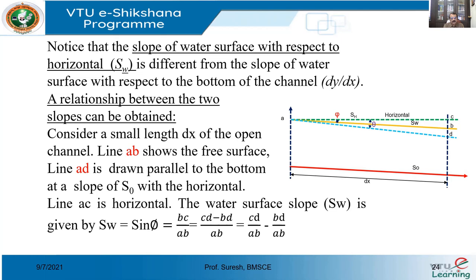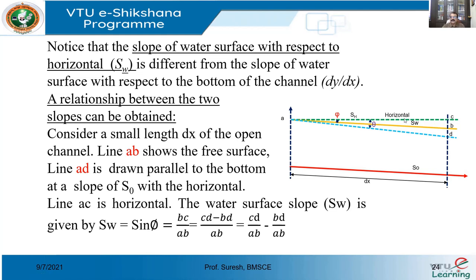To do that, consider a small length dx. Please refer to this figure of the open channel. In an open channel, I consider two sections: this is section 1-1, and this is 2-2. This is the bed slope, represented as S0. Now, what is our aim? Our aim is to get an equation for the slope of the water surface with respect to horizontal. Most of the time, this value of the water surface slope with respect to horizontal is different from the water surface profile with respect to the bed slope.